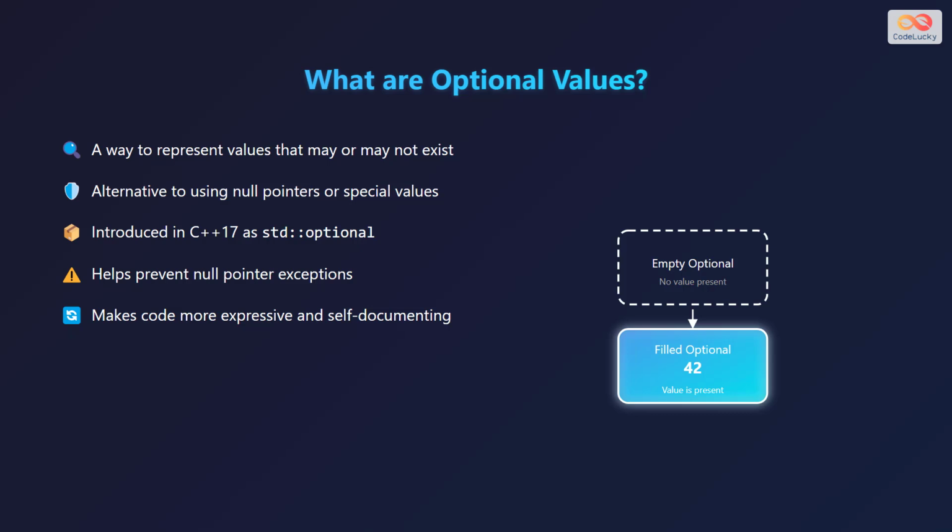On the right, you can see a visual representation. The top box represents an empty optional where no value is present. The bottom box represents a filled optional with the value 42, indicating that a value is present.